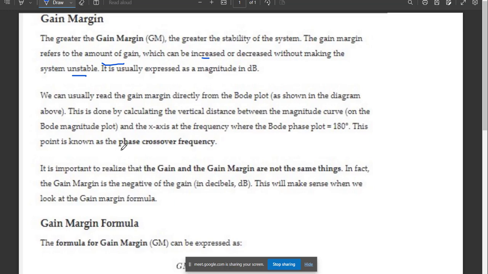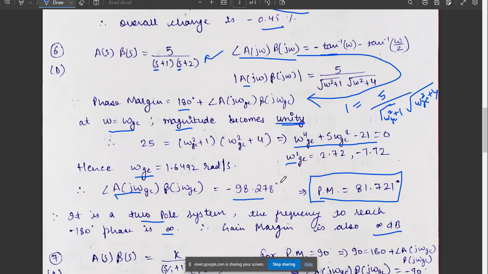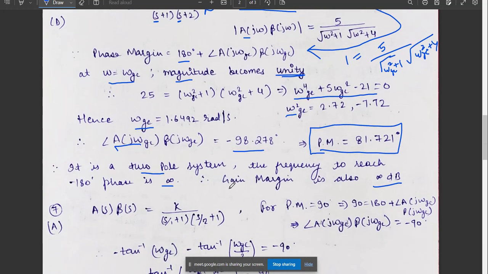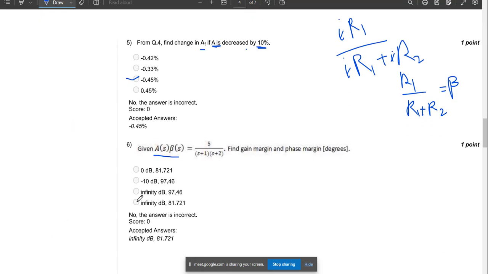If it is always stable, then we can assume that this system will become unstable only at infinity, and thus the gain margin will be infinite to make the system unstable. So the gain margin is infinite, that is infinite in dB, and the phase margin will be 81.721. Okay, understood?